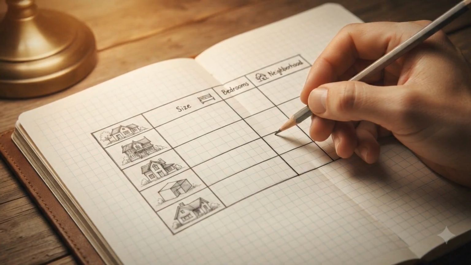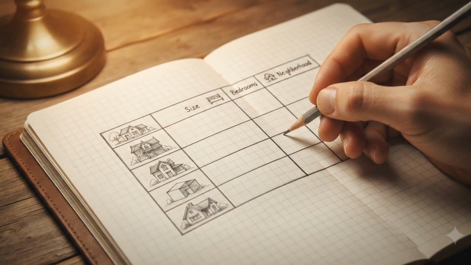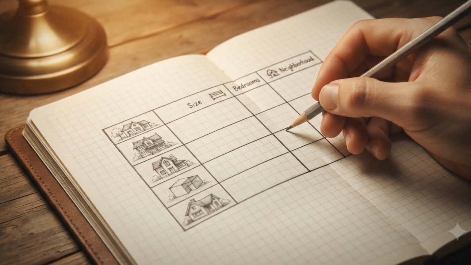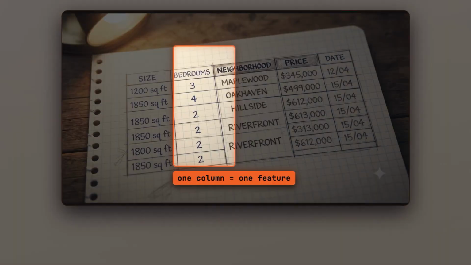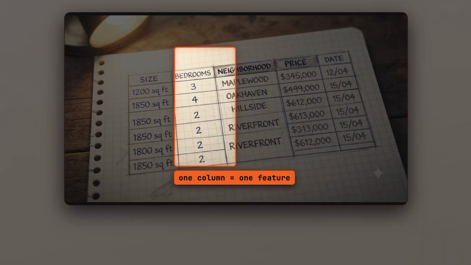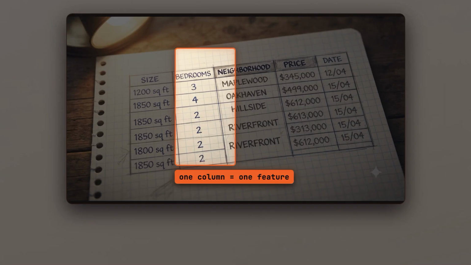Let's put a name to what you feed it. Open the notebook. Draw a table, one row per house and columns beside it. Each column is a clue about that house, its size, its number of bedrooms, its neighborhood. Each of those clues has a name, a feature. A feature is just one column of information you hand the model. And here's the part people miss. The machine can only see the clues you give it. It has no eyes, no common sense, no walking past the house. If it isn't in your table, it doesn't exist to the model. You choose the clues. That's your job.